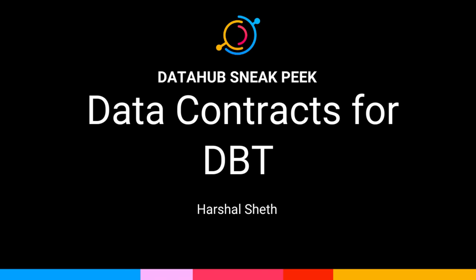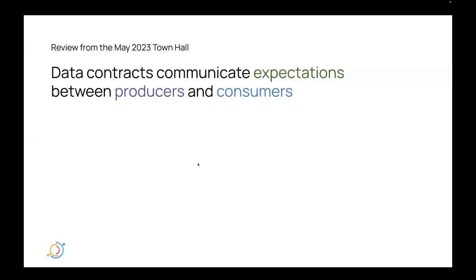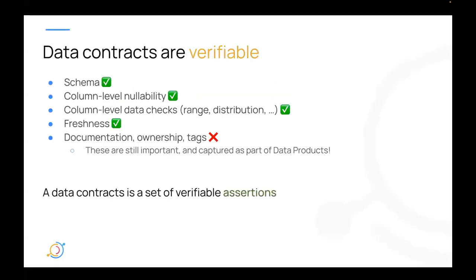Yeah. Data contracts are all about setting those expectations between producers and consumers. The important thing is that they have to be verifiable. And basically, if we can't check it, it's not really part of the data contract. It's part of a more broad data product. And we talked about this in the May town hall. That's the DataHub stance on how these things should operate and how they should work together.